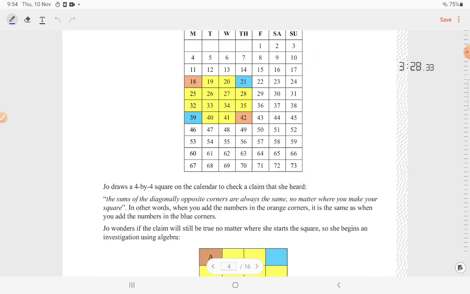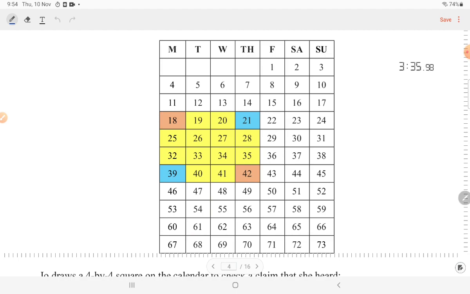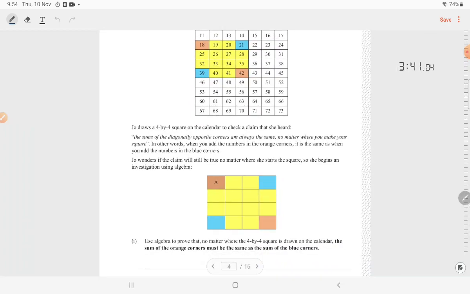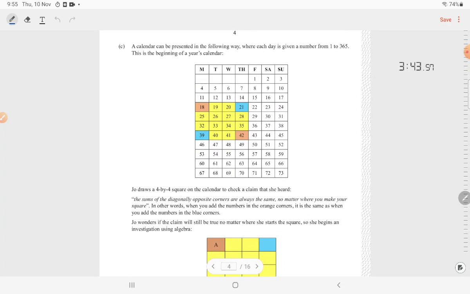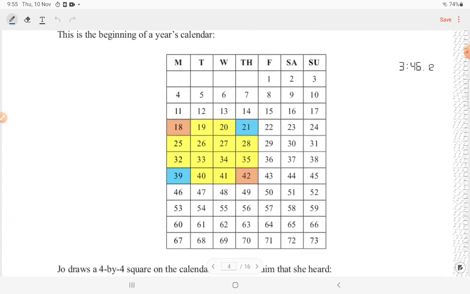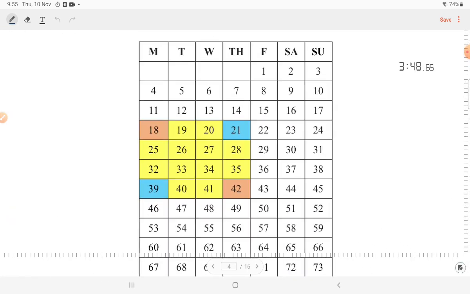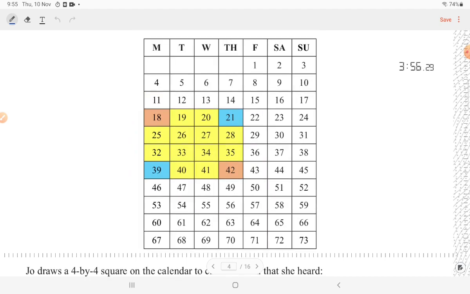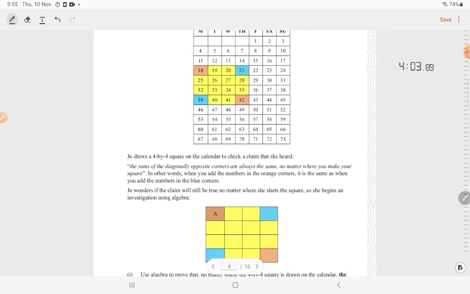Is it restricted to 4x4 squares? I thought, right, because wait, 39 plus 22 is 61, and 18 plus 43 is 61. Wait, why is it restricted to squares? 43 plus 18 is 61. 39 plus 22 is 61. Let's just try like 18 plus 65 is 83, and 60 plus 23 is 83. Why is it restricted to squares?